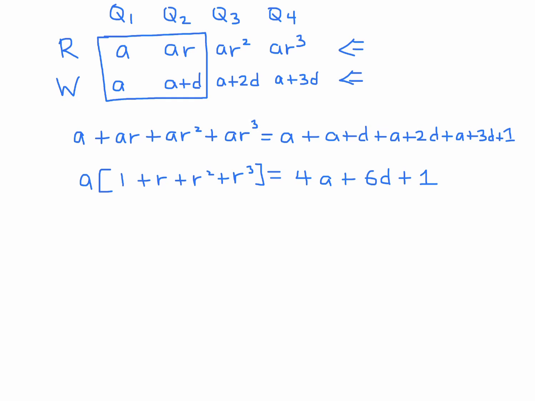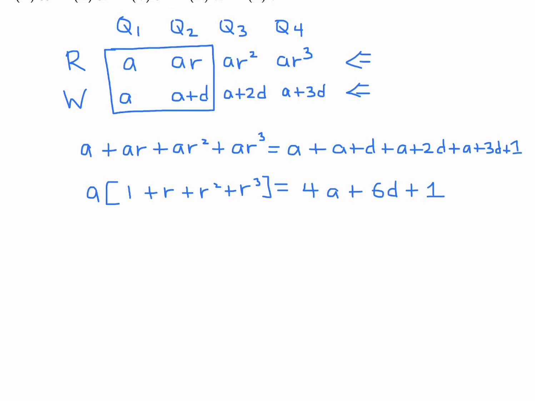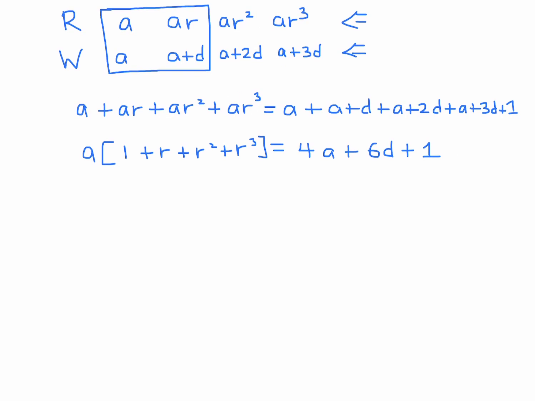This is where I think most students will get stuck. There's a word in this question that I think is helpful: increasing. Increasing geometric sequence. What that basically means is that r is greater than 1. R can't be equal to 1 because it's increasing. If r was equal to 1, it would be exactly the same. So r is greater than 1.